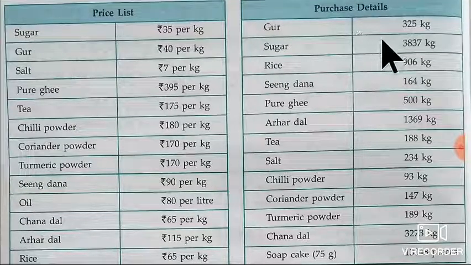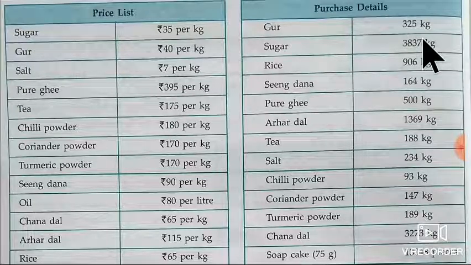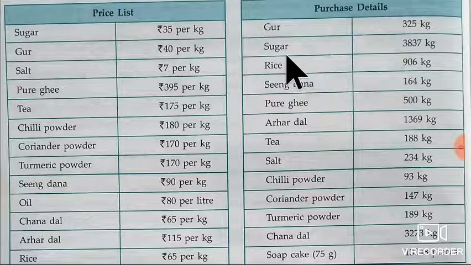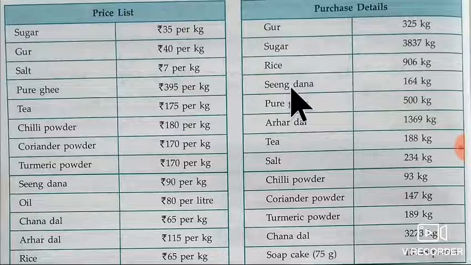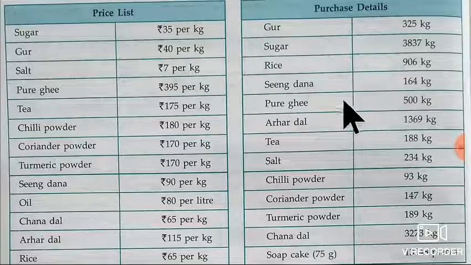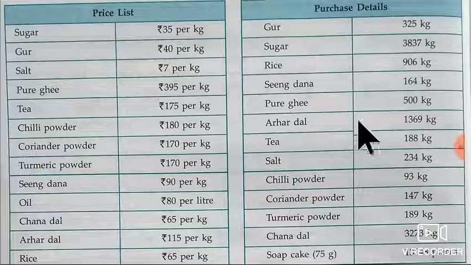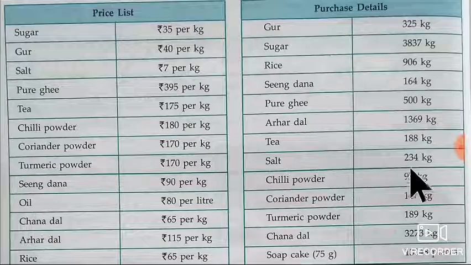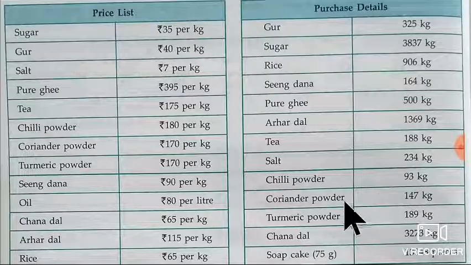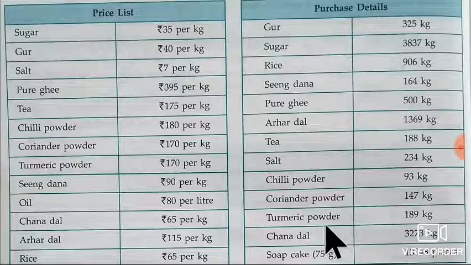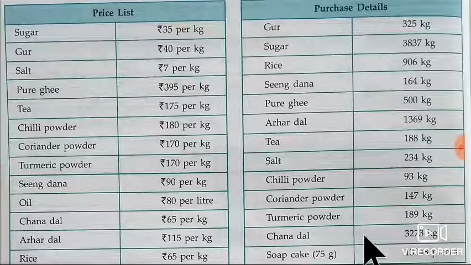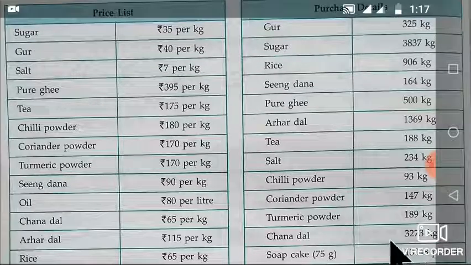Jaggery purchased 325 kg. He purchased sugar 3837 kg, rice 906 kg, groundnuts 164 kg, pure ghee 500 kg, arhar dal 1369 kg, tea 188 kg, salt 234 kg, chili powder 93 kg, coriander powder 147 kg, turmeric powder 189 kg, and chana dal 3273 kg, and soap cake 75 gram, 13,048 pieces.